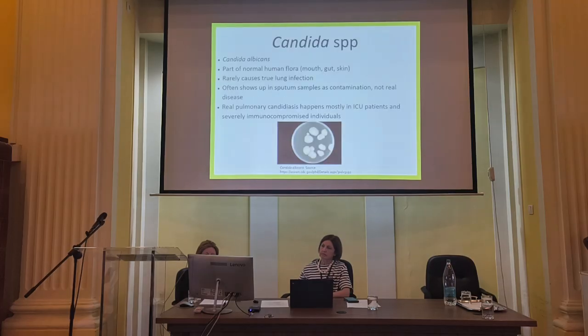So the most common yeasts associated with lung infections are Candida species and Cryptococcus. Candida albicans is part of the normal human flora and can be found basically anywhere: in the mouth, the gastrointestinal tract, on the skin. Because of this, it often appears in sputum or other respiratory tract samples without actually causing disease. So in many cases, it represents contamination or simple colonization, rather than true lung infection.